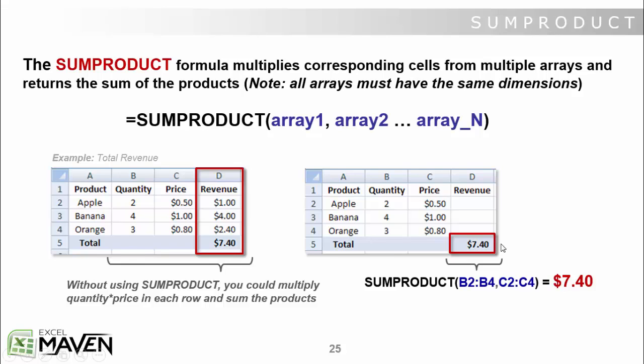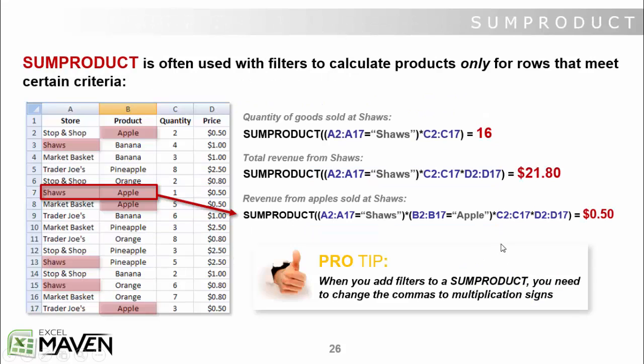So SUMPRODUCT is often used with filters. That was a simple example, but sometimes you might want to take the sum product only in cases where a column takes on a certain value. To do that, you can just replace your array reference with the array reference followed by an equal sign followed by what you want to filter on. So in this case, I want to filter where column A only equals SHAs. And you can write it just like the normal formula.